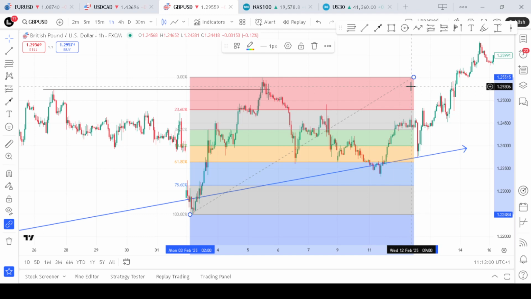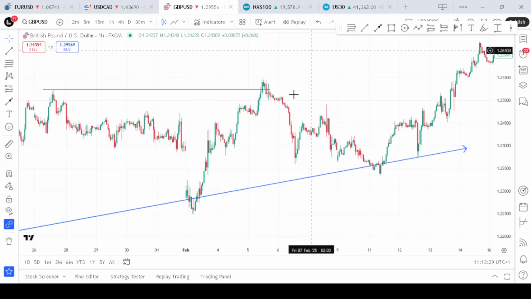Remember, the simple Fibonacci strategy for beginners is not just about blindly entering trades at levels. It's about using these levels as a framework to make informed trading decisions. By combining Fibonacci retracement with other forms of analysis, you can significantly increase the probability of successful trades and manage your risks more effectively in the market.